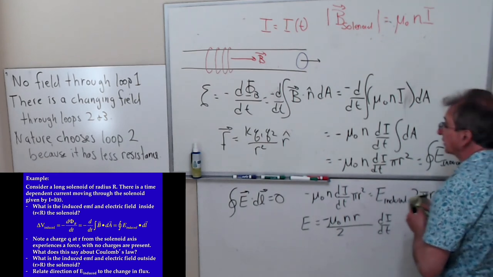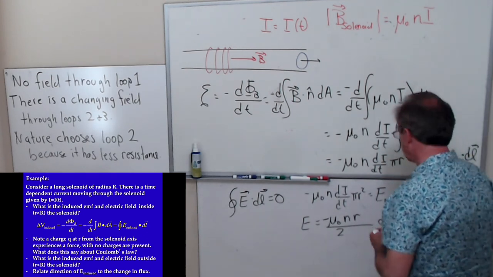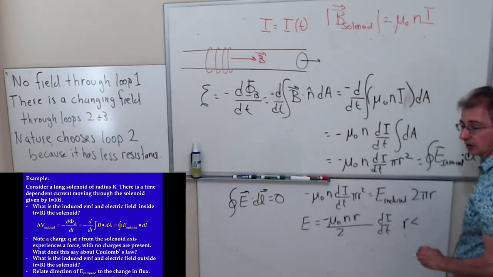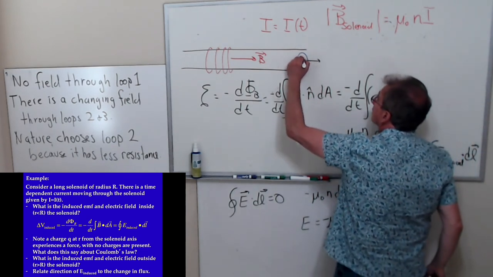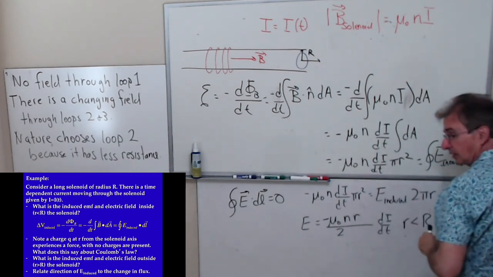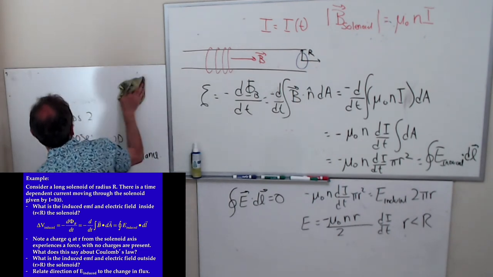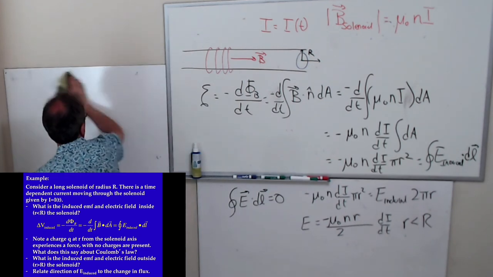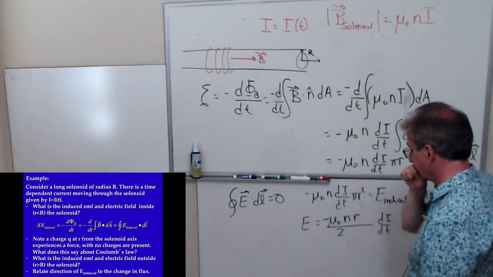What if we wanted to calculate the electric field outside a solenoid? So this is for r less than the radius of the solenoid. We'll call the radius of the solenoid big R. What if we're outside the solenoid? Then what? There was no magnetic field outside, right?